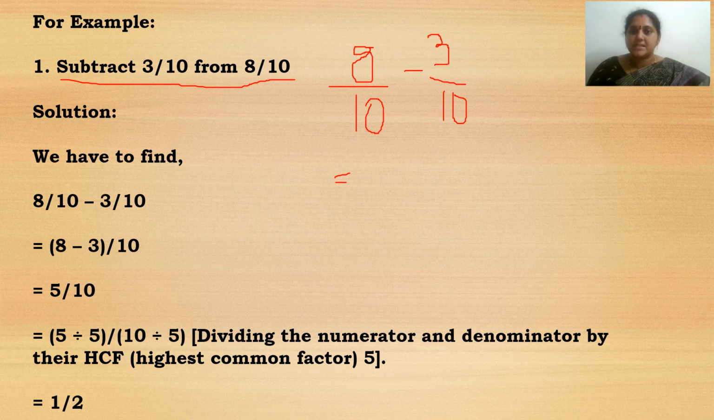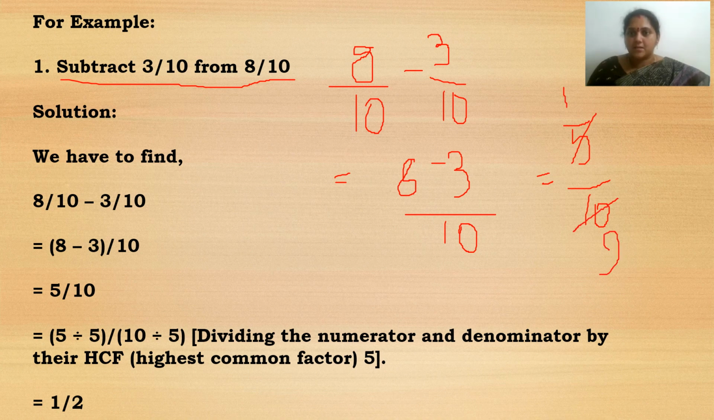That is, we are doing subtraction here. So 8 minus 3. What is our denominator here? Our denominator is 10. So 8 minus 3 will be our answer, 5 by 10. And 5 by 10 can be converted into a smaller fraction. Yes, because 5 and 10 come in the same table. That is 5 ones are 5 and 5 twos are 10. We have divided my numerator and denominator by their highest common factor, that is 5. So our fraction is 1 by 2.